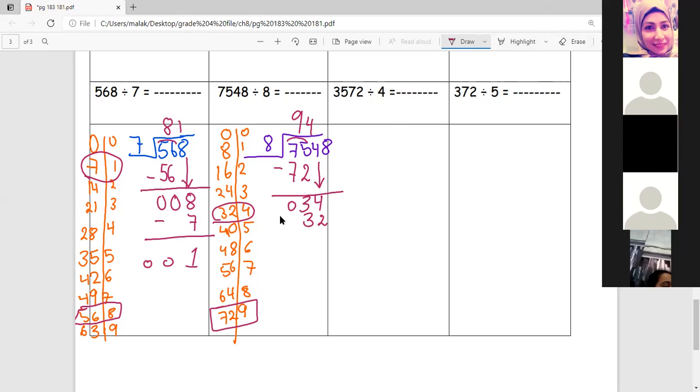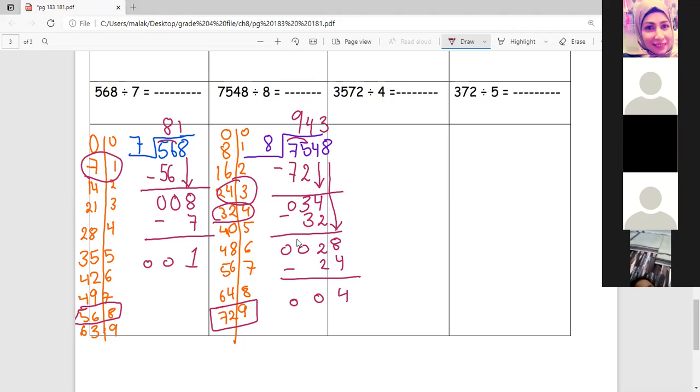The answer is 2. And we put down 28. There is no 28 in table 8. 24. The remainder is 4. The quotient is 943. Bravo. Excellent, Mahdi. Proud of you.